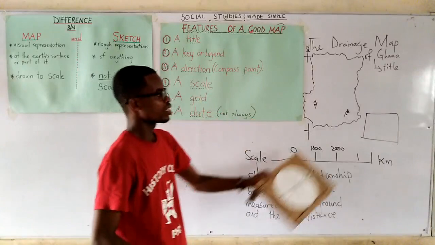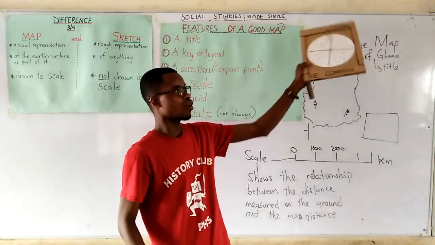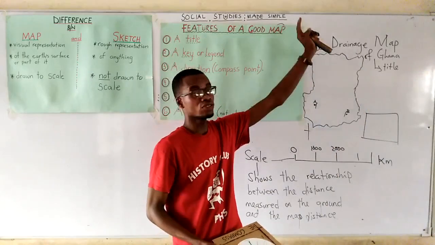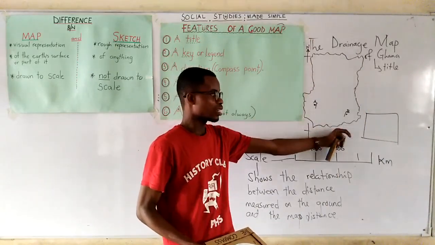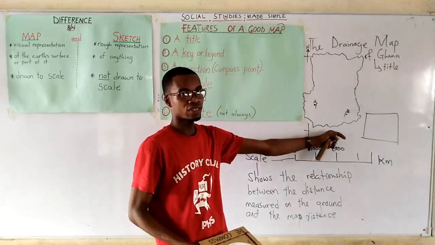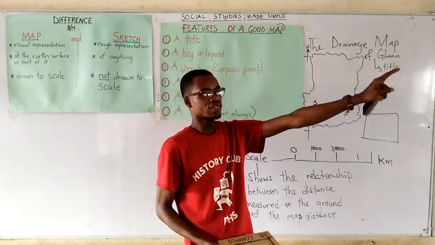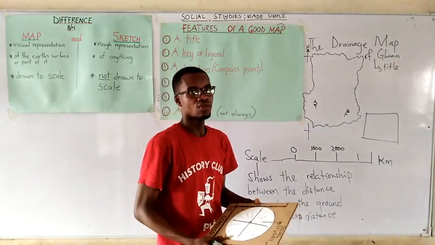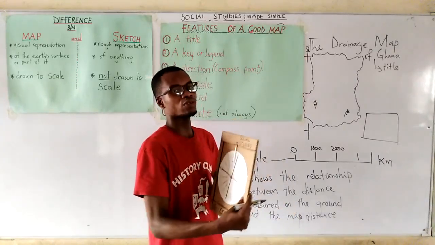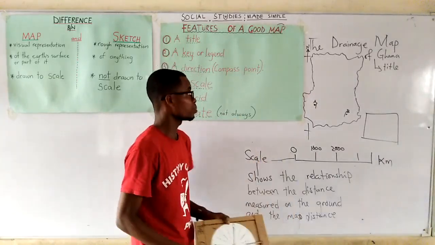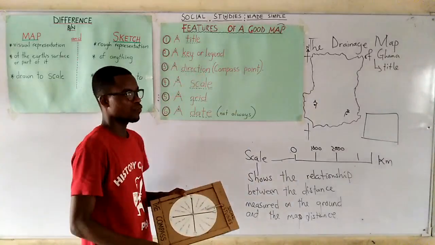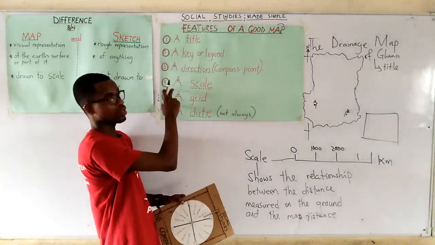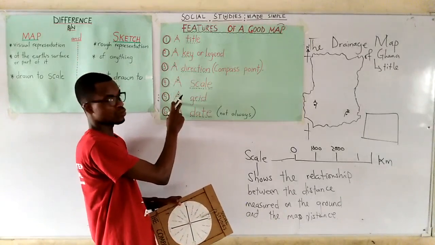So you know that if you are moving towards this direction of Ghana, you are going northwards. If you come to this side, you are moving southwards. To this side, you are moving eastward, and to this side, you are moving westwards. So this is also very helpful. The compass point or the direction of a map. That's another feature. Okay, since we've already talked about the scale, we jump to the grid.